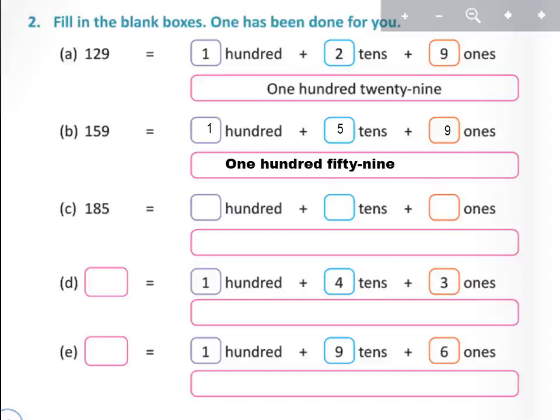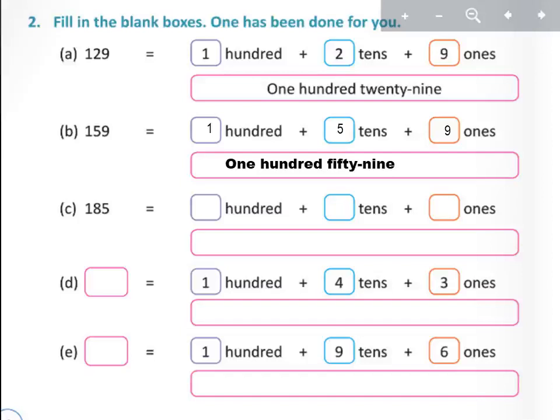Last class I told you to write the tens and ones digits together. So here, if you see, 50 and 9 have been written together, and before that just write 100. So the answer will be 159. In the same way you have to do question number C also.